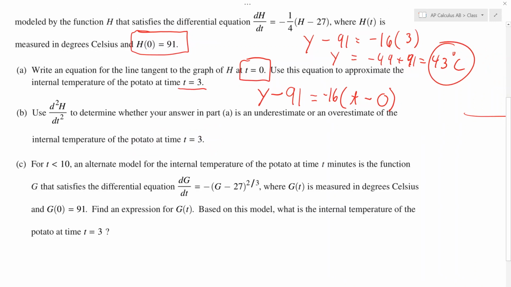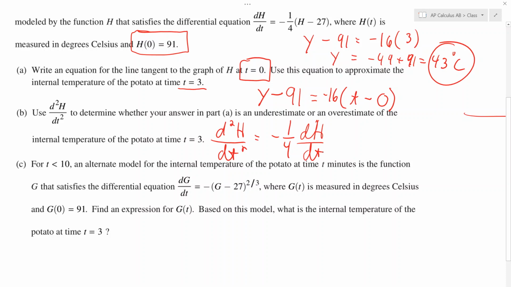Then it says use the second derivative to tell if it's an underestimate or overestimate, because we just used our tangent line to make a prediction. So if it's a prediction, we want to know if it's over or under so we can better gauge how our answer reflects what's actually happening. Anyway, the second derivative, I'm hoping you guys did this, is negative 1/4 times the derivative of h minus 27. Well, the derivative of h with respect to t is dh over dt. It's not a 1, it's a dh over dt.